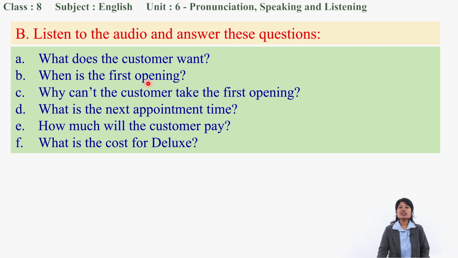B. When is the first opening? Time, particularly you have to write the time. C. Why can't the customer take the first opening? So mention the reason. D. What is the next appointment time? If there are different appointment times, first and second, the next one you have to write. How much will the customer pay? So you need to write the amount. I have added one more question, F, more than in your book. That is, what is the cost for deluxe? You have to write the cost price.